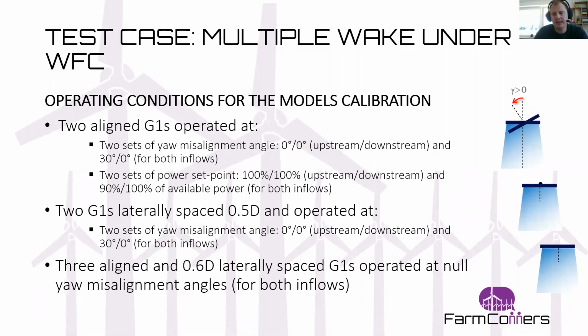So we have an operating condition where we had just 2 aligned G1s operating at 2 different sets of yaw misalignment or 2 different sets of power set points. And also we had 2 G1s laterally spaced half a diameter and operated again at 2 sets of yaw misalignment. And also we had 3 aligned and 0.6 diameter laterally spaced G1s operated at null yaw misalignment.